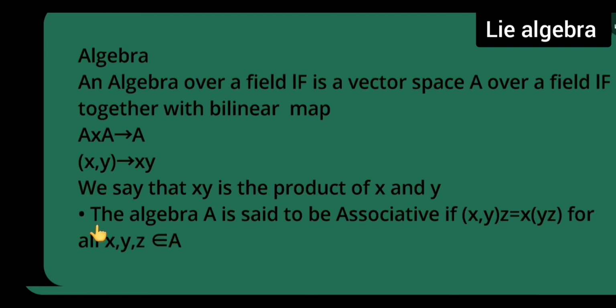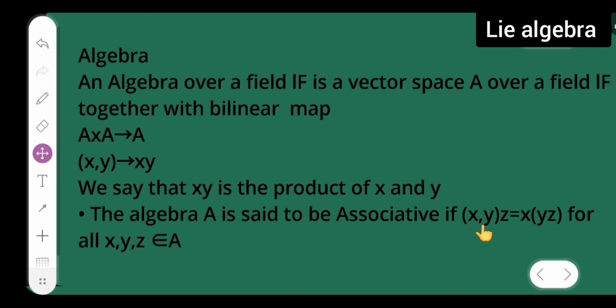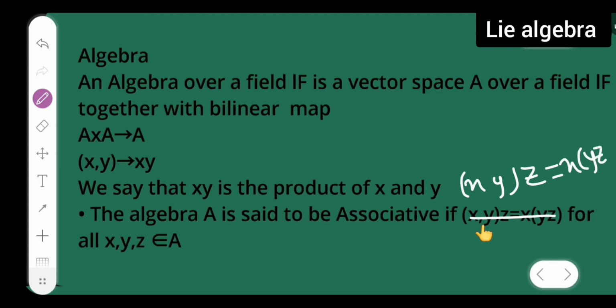So now one more point you all take down. The algebra A is said to be associative if (x, y) into z is equal to x into... what is this? y of z, right? Wait, the comma is not there over here, okay? This is a slight mistake I have made. You can just change it. Let me cancel this. It is nothing but xy of z is equal to x of yz, okay?